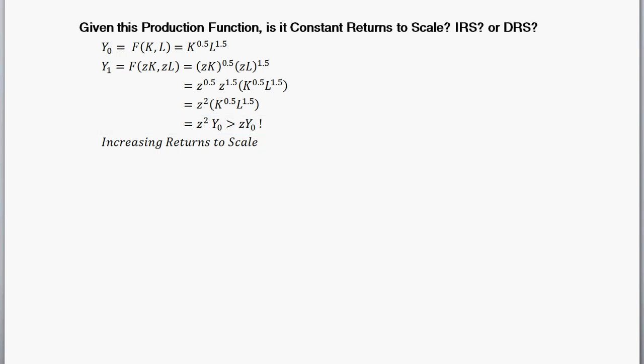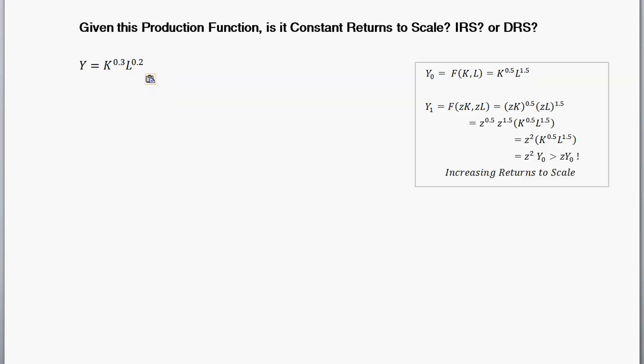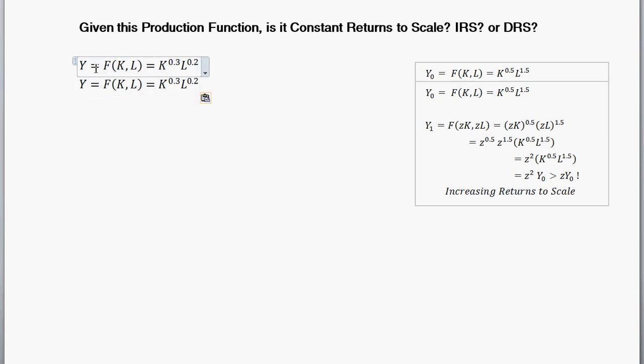So let's do a couple more examples. Let's start off with this production function here. This is a Cobb-Douglas production function that's been parameterized already. So let's add in the scaling factor. We have an initial output equal to this level, and now we're going to have our new output where we scale it by that scaling factor z. In order to add that in, we put the z in front of all the factors.